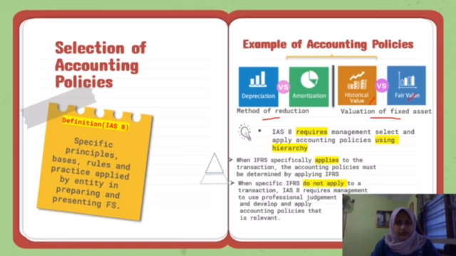IAS 8 requires management to select and apply accounting policies using a hierarchy. What is meant by hierarchy here? Firstly, when an IFRS specifically applies to the transaction, the accounting policies must follow the IFRS that applies. But when no IFRS applies to the transaction, IAS 8 requires management to use professional judgment to develop and apply accounting policies that are relevant to economic decision making.